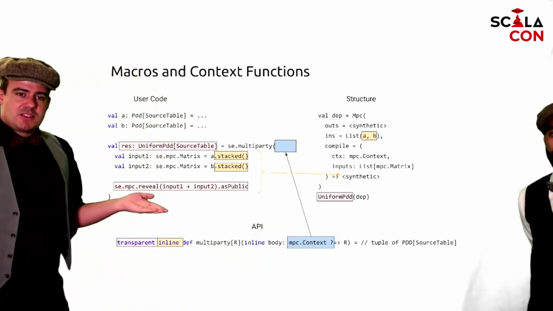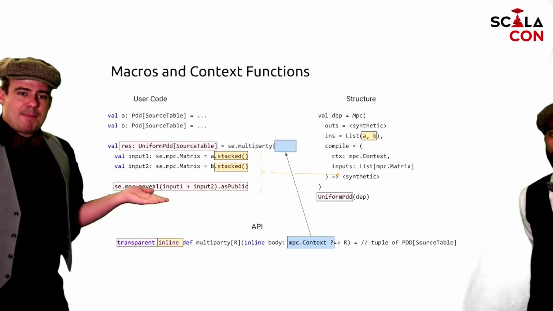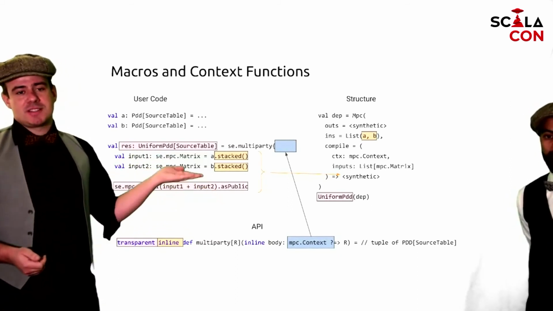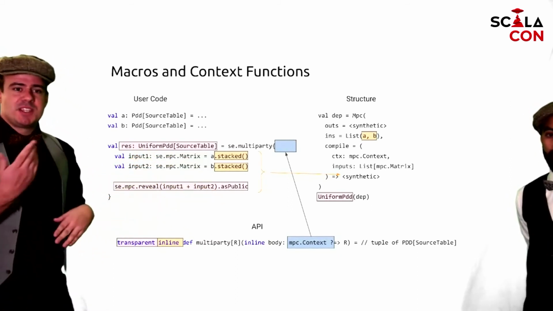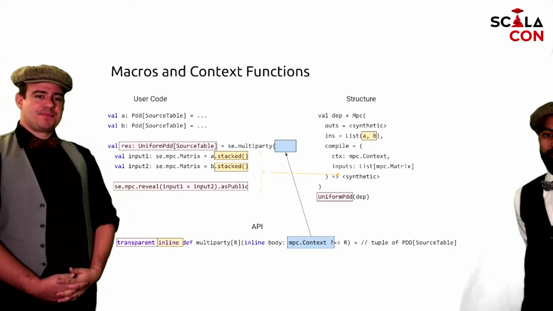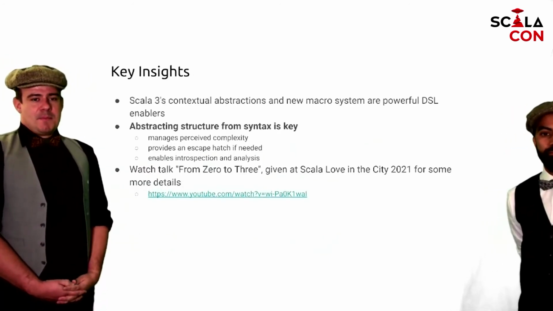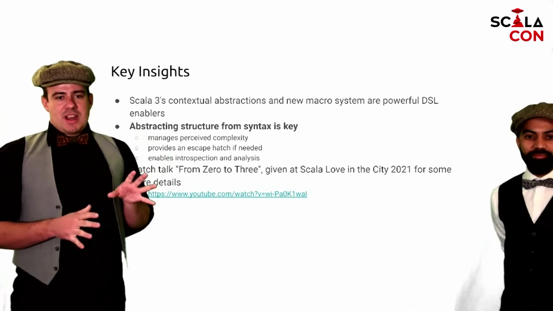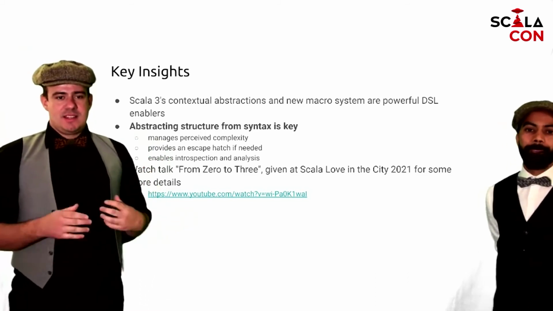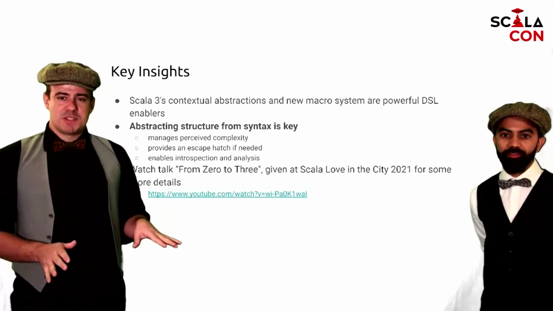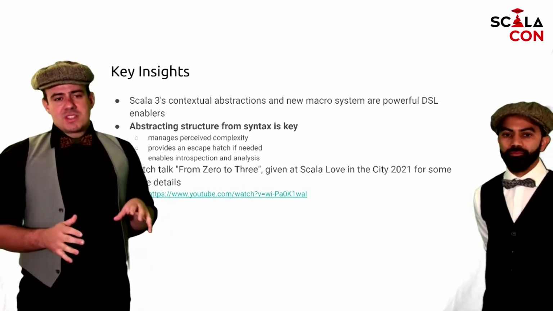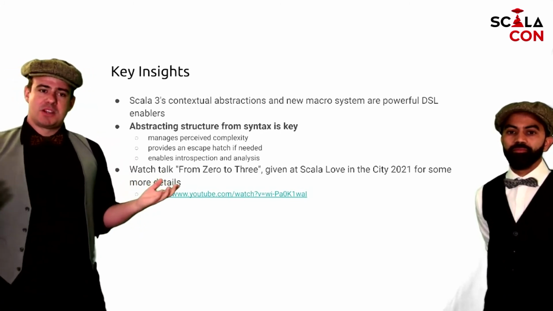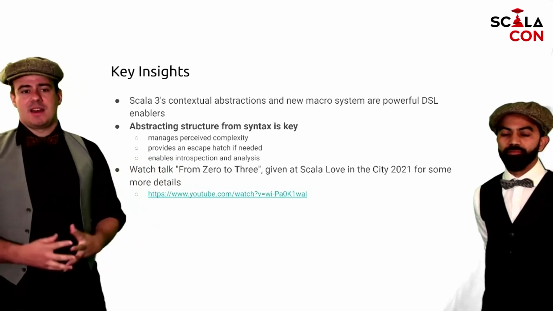So this allows us to map this custom matrix type back to whatever PDD it is here. You'll note here, if we have a public matrix, it becomes a uniform matrix. Secret matrix would become a secret PDD. But in general, I think really the key insight from this is that we are abstracting structure from syntax. That's really the key thing. It allows us to build a DSL that has a perceived low complexity for users, but we can still drop down to the structure if we need to manipulate those objects because of a bug or any other reason.